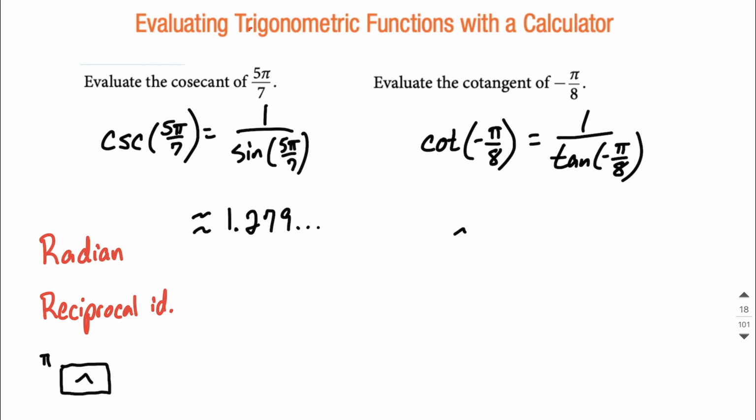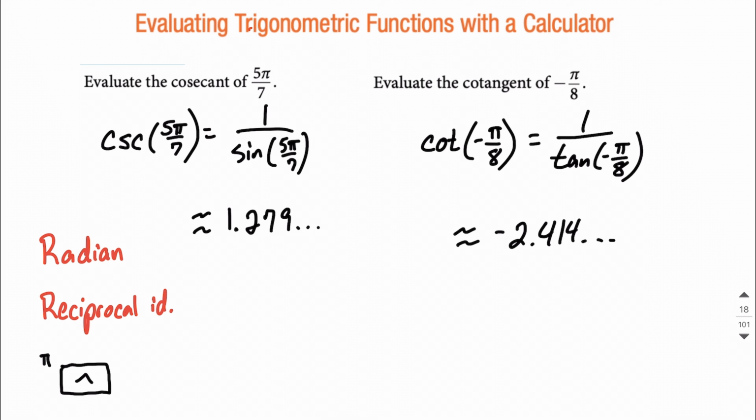All right, so to punch that in, again, it's just 1 divided by tangent button. Next, we're going to need the negative, which is the button at the bottom, not the subtraction. Pi, again, use that second, and then our exponent button, divided by 8, maybe close some parentheses. I got this to be about negative 2.414, and again, just keeps going. So round appropriately based on the instructions on your problem.